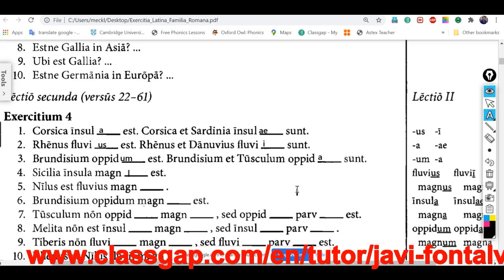Vale. Sicilia insula. So now we have an adjective. This adjective must agree in gender and number with the noun. Yeah? So, magna, exactly. Insula magna. Cinque, cinco. Entonces, magnus. Fluvius magnus. Rundisium oppidum magnum est. Tusculum non oppidum magnum. Sed.